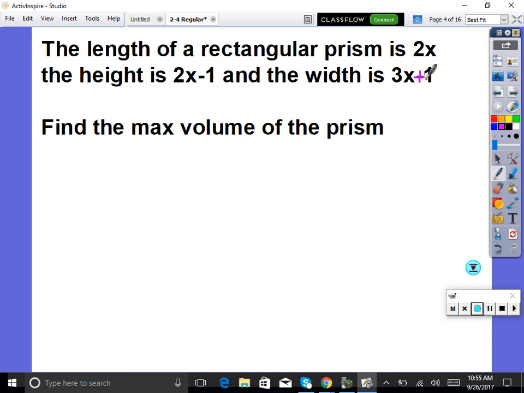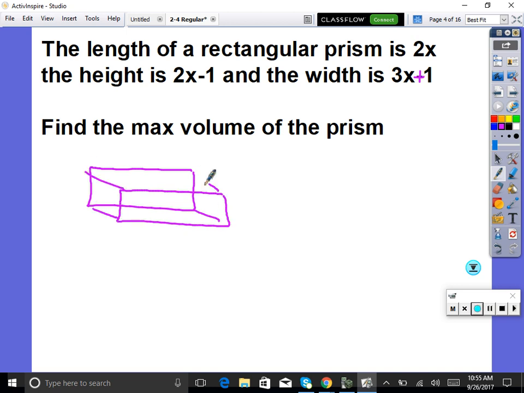Okay. So it says the length of a rectangular prism. So let's look at our rectangular prism. That means that the length, width, and height are not the same. So the length of a rectangular prism is 2x. The height is 2x minus 1. This one's not on your paper. And the width is 3x plus 1. It says find the maximum volume.